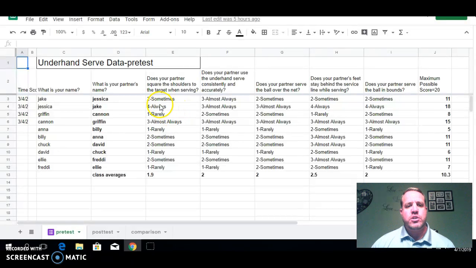So I'm challenging each student to improve the skill sets that they already have, with the goal of my overall unit objective, to have the students be able to compete in a modified volleyball game. So using this data will drive my instruction and will drive the lessons that I design for each student.